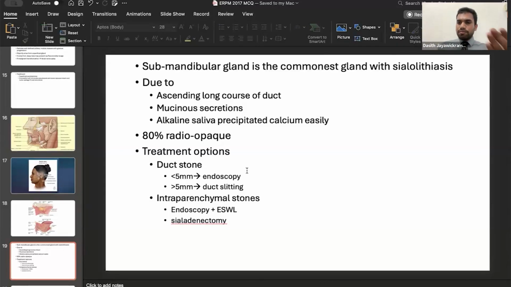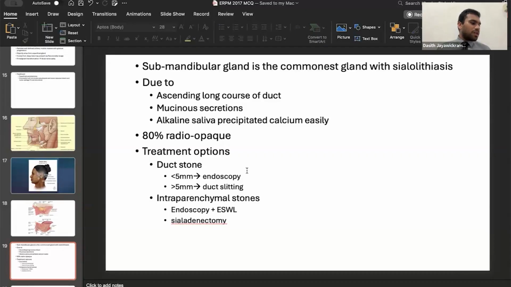So even if it's in the gland, there's an opportunity that we can use the oral route to remove it rather than doing surgery. But imagine if it is a large stone that is difficult to take out, then obviously the option is to go for surgical resection of the gland. That is called sialadenectomy. But again, this is a little bit of a sensitive topic.